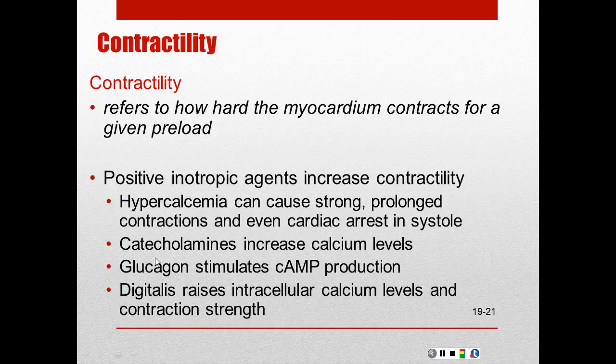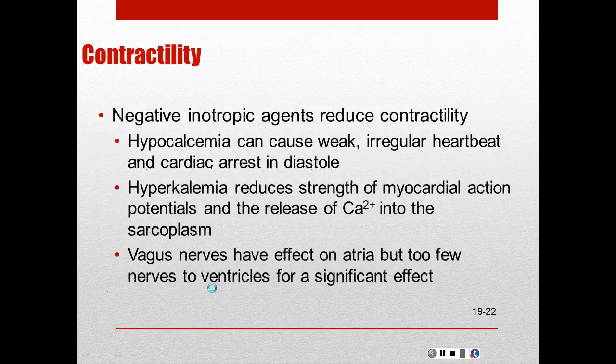Then we have glucagon. Glucagon exerts an inotropic effect by stimulating our cAMP production. A solution of glucagon and calcium chloride is sometimes used for emergency treatment of heart attacks. Now, digitalis, that's from the foxglove plant, also raises the intracellular calcium level and is used to treat congestive heart failure.